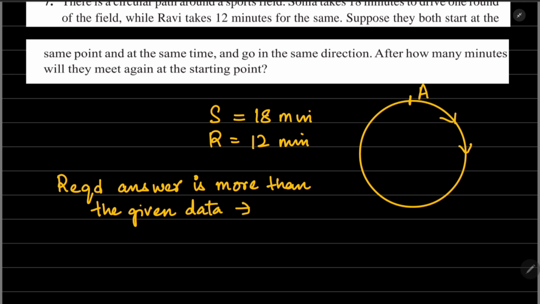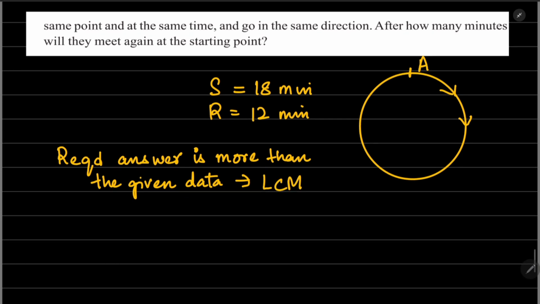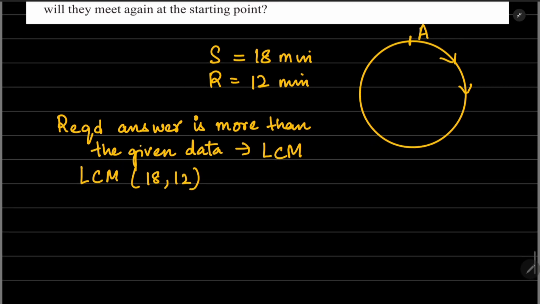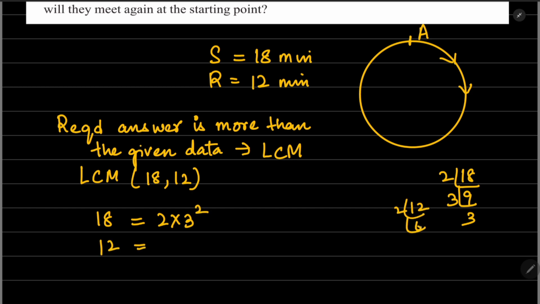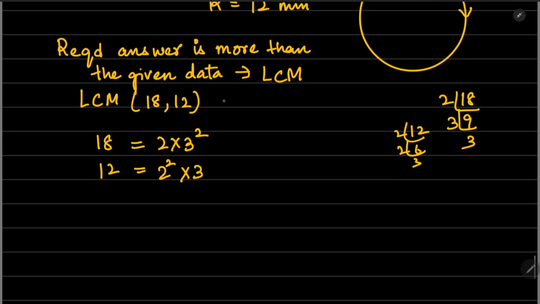then you have to think of multiples, and multiples are nothing but LCM. So you have to take the LCM of 18 and 12. Let's do the prime factorization. For 18 it would be 2 multiplied by 3 square. For 12 it is 2 square multiplied by 3. The LCM is nothing but taking the highest power. The highest power of 2 is 2 square, and the highest power of 3 is 3 square. So it's 4 multiplied by 9, which is 36.